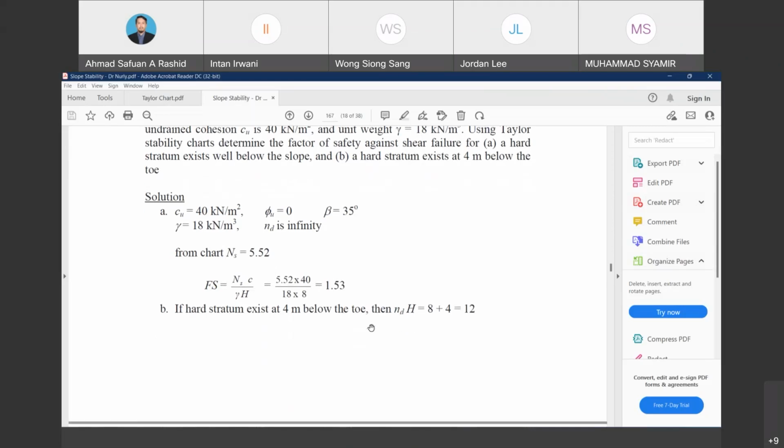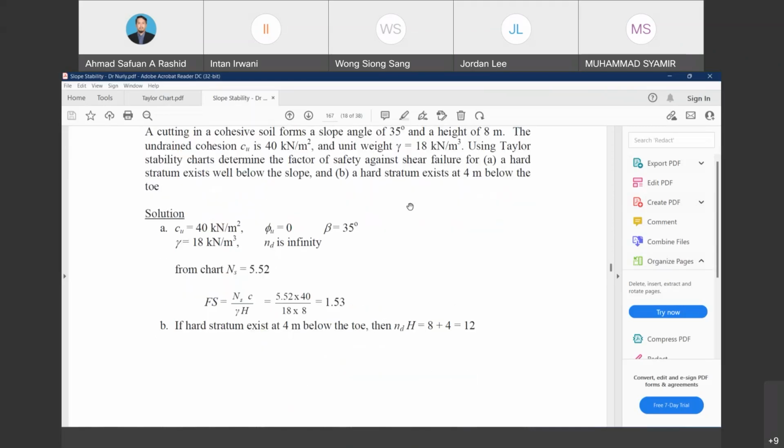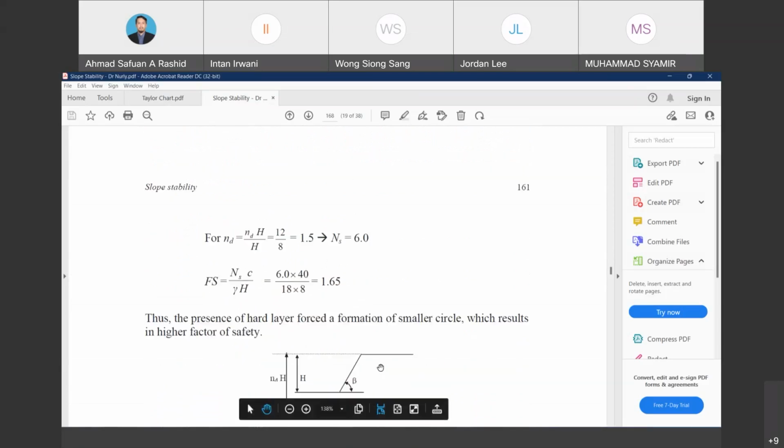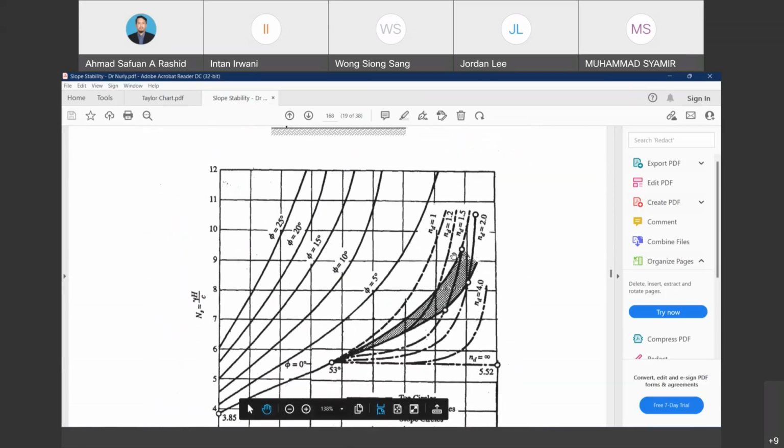So the second one: the hard stratum exists at 4 meters below the toe. So ND H is equal to 8 plus 4, because the height of the slope is 8, while the 4 is the depth to the hard stratum. So it is equal to 12. Then 12 over 8 becomes 1.5. On this diagram, 1.5 is this curve.